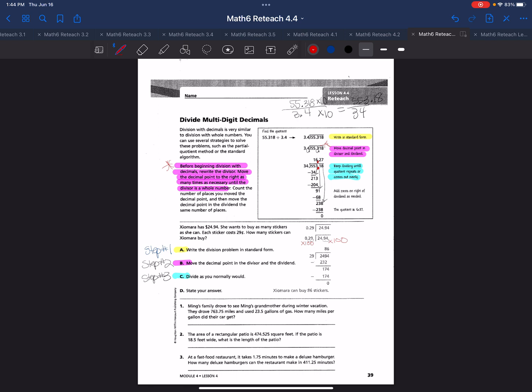So if this is in the hundredths place, I have to multiply it by 100. And what I do to this number, I must do to this number. So then we rewrite it. So we've rewritten our division problem as 2,494 divided by 29. And then we go ahead and do our division.